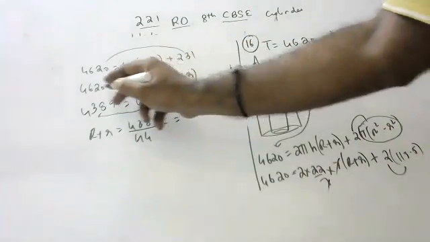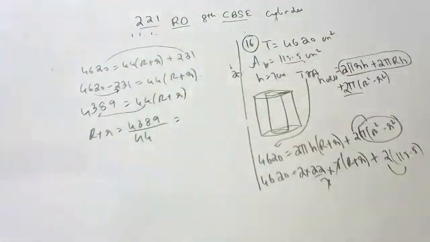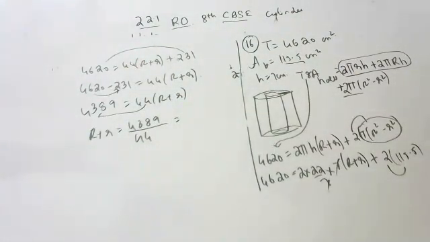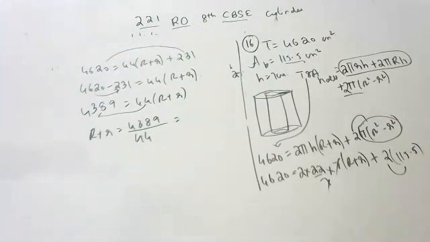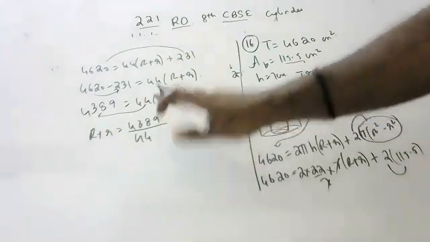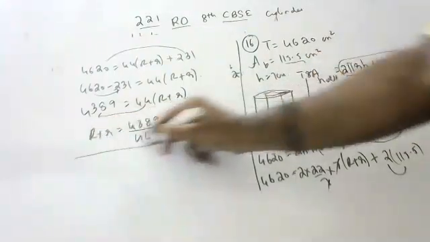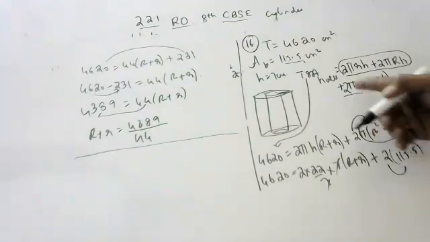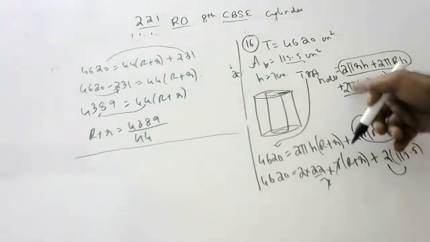4620 minus 231, correct? But we want the thickness. Thickness means bigger minus smaller. Okay, let's keep it like this only. Now we'll go for thickness, children. For thickness, we have to use this.